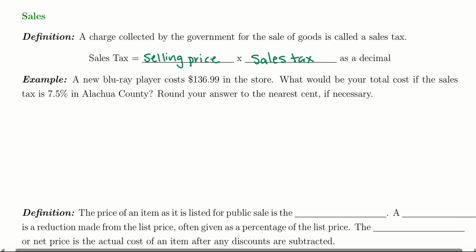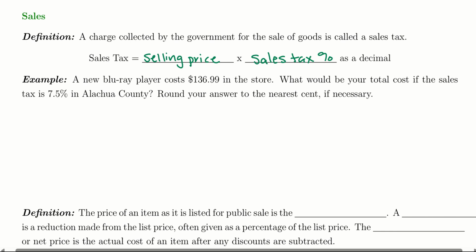So the cost of the sales tax is the selling price times the sales tax percentage as a decimal. If you want to find the total price, you then need to take the selling price and add this new sales tax price that we just found. Let's go ahead and work through this example.